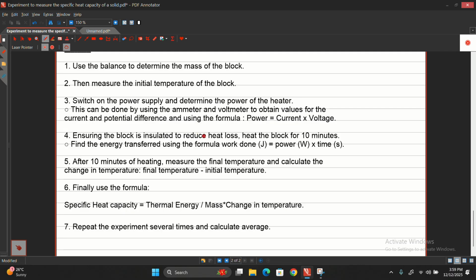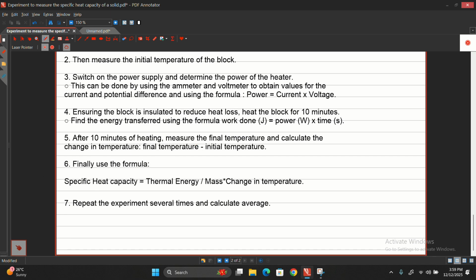It is written in the next step: ensure the block is insulated to reduce heat loss. Heat the block for 10 minutes and find the energy transferred using the formula work done equals power times time. Now after 10 minutes of heating, measure the final temperature and calculate the change in temperature using the formula final temperature minus initial temperature. That's really easy. Now you have got the thermal energy transferred, the change in temperature, and the mass of the block. Just place them in the formula: specific heat capacity equals thermal energy over mass times change in temperature.